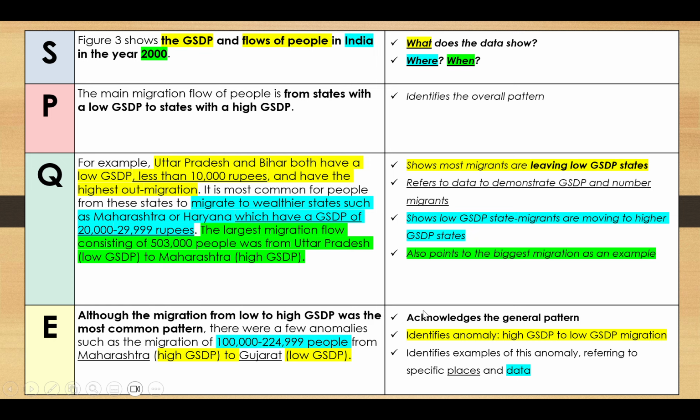In my exception, I acknowledged the general pattern, but then I also identified the anomaly that people moving from high to low GSDP. And then I gave a particular example being Maharashtra having 100,000 to 224,999 migrants moving to Gujarat.